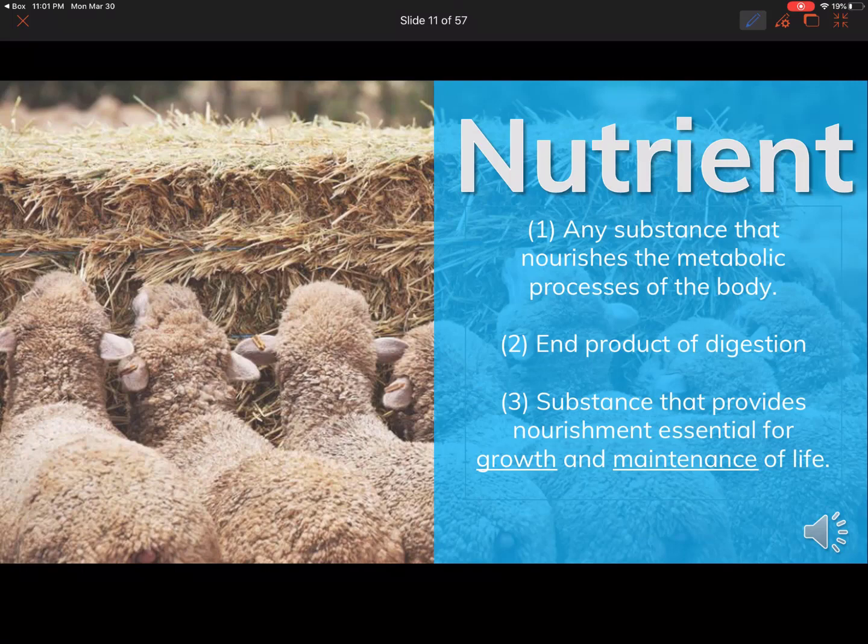contain nutrients. And nutrients are going to be anything that sustains those metabolic processes in the body. So everything from DNA copying, cellular respiration, mitochondria producing energy for the body, any of those really, really small biological processes we saw in the cells a few weeks ago. A nutrient is also defined as the end product of digestion. So when we break down feeds and they get to their smallest unit the body can absorb, that's really what we call a nutrient. And that's going to be anything that allows an animal to grow and maintain themselves over time.